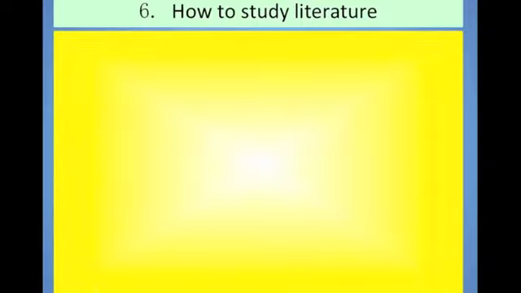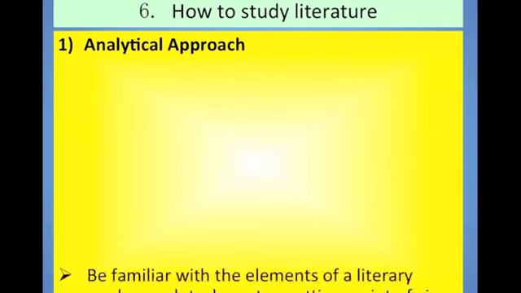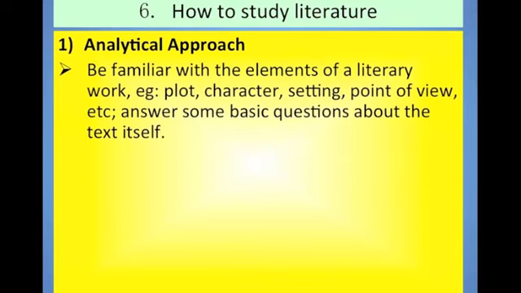How can we study literature? And more specifically, how will we study American literature? One way we will approach the text during the next 10 weeks is the analytical approach. Within this approach, students should become familiar with the elements of a literary work. For example, focusing on the plot, the character, the setting, the point of view, and the goal, students should be able to answer some basic questions about the text itself.